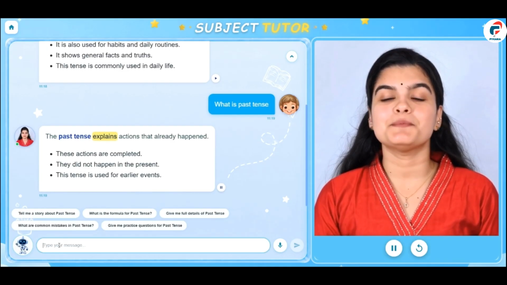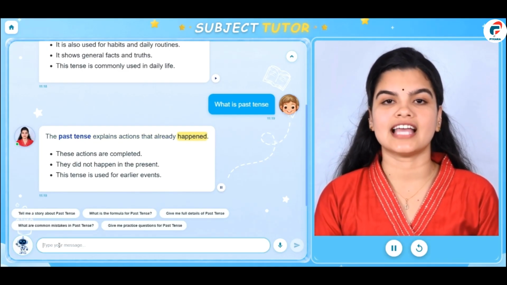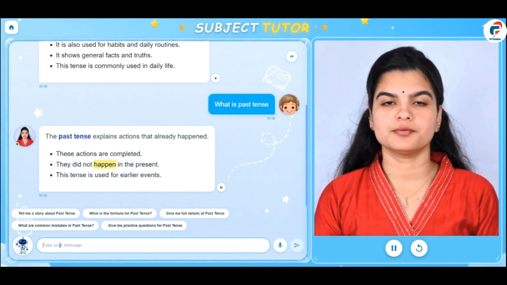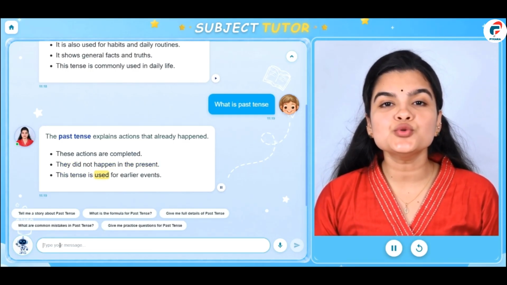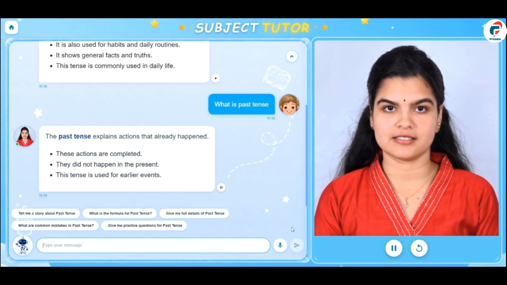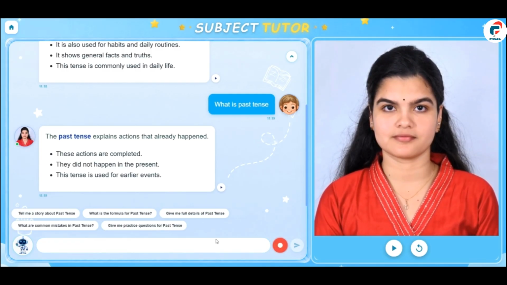The past tense explains actions that already happened. These actions are completed. They did not happen in the present. This tense is used for earlier events. Now I'm going to ask a question using voice. What is future tense?